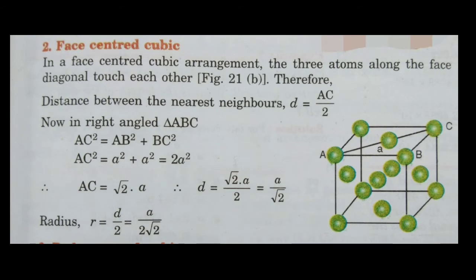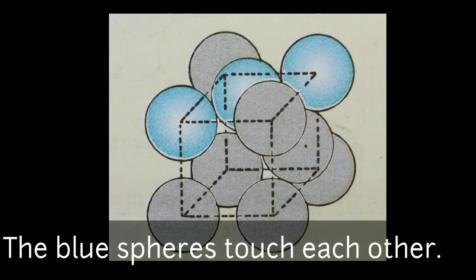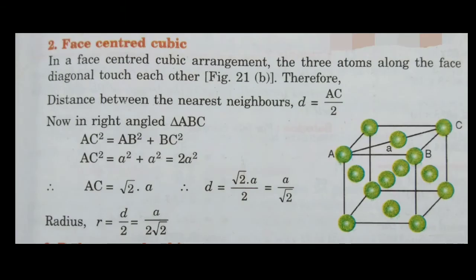The second one, face-centered cubic. In a face-centered cubic arrangement, the three atoms along the face diagonal touch each other, as you can see in the figure. Therefore, for the distance between the nearest neighbors, we have to consider only two atoms. Along the diagonal there are three atoms, but we consider two. So along AC, if we divide it into two equal halves, we get d equals AC by 2.